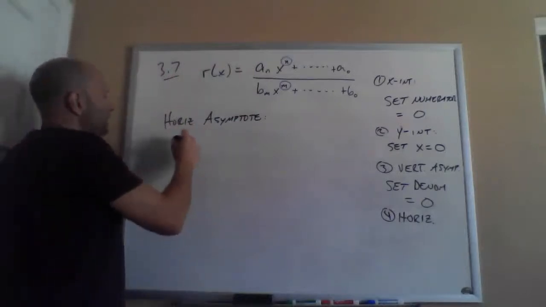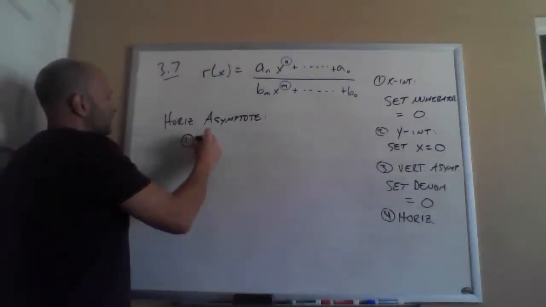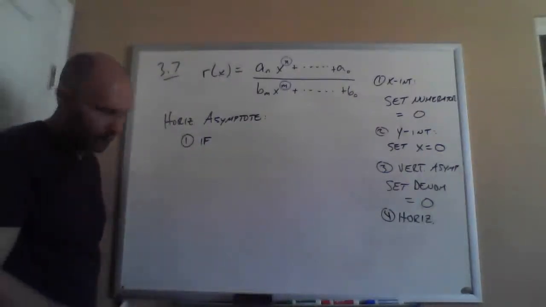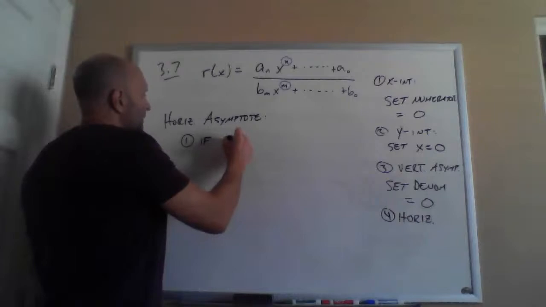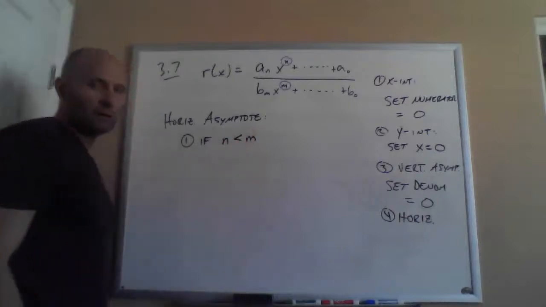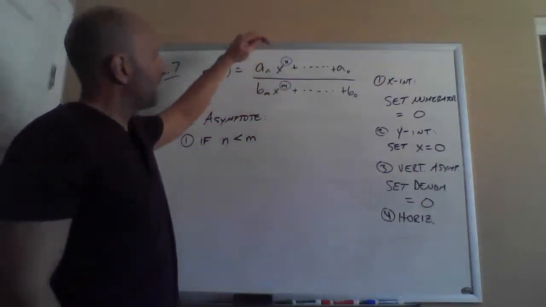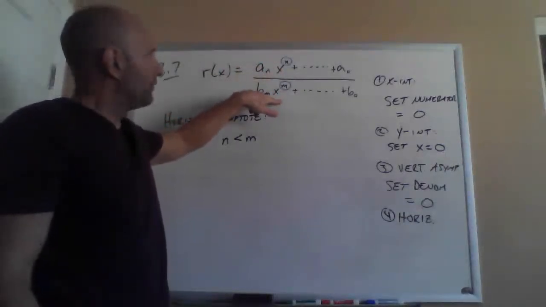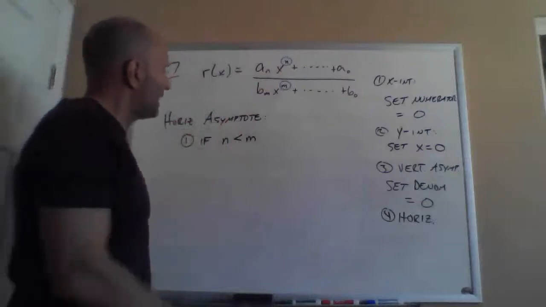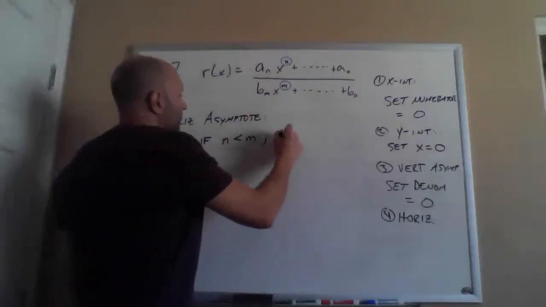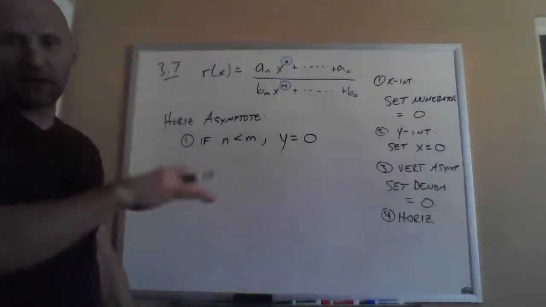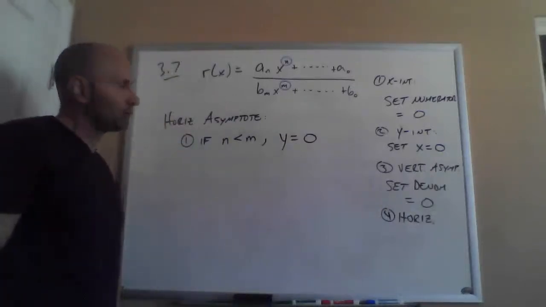And so we have 3 possibilities. Let me see which order I did these in the video. All right, if n is less than m, so let's say in the numerator I have an x squared, and in the denominator I have an x to the third. So n is less than m, then the horizontal asymptote is just y equals 0. It's the x-axis. That's our horizontal asymptote.